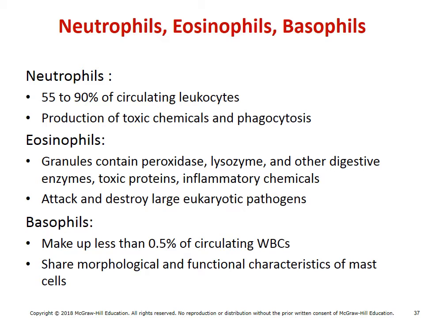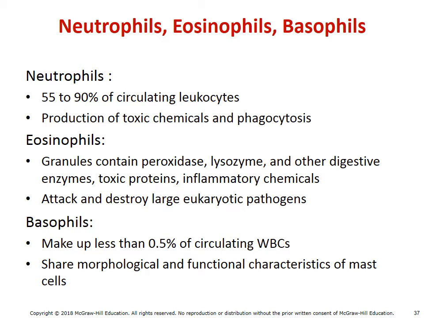Neutrophils are going to be a major component of the circulating white blood cells, and really typically they produce toxic chemicals and do phagocytosis. Eosinophils will be much less common, and as a result, again, won't be a prominent cell whenever you do a lot of basically stains of blood.